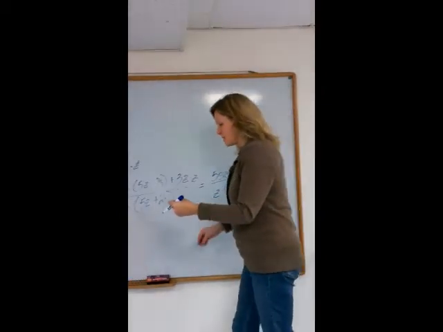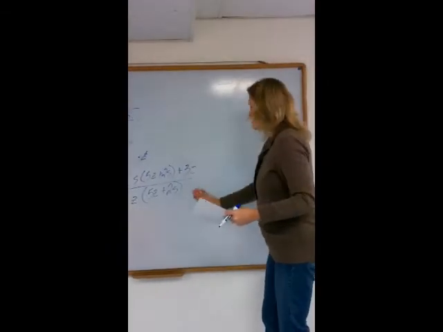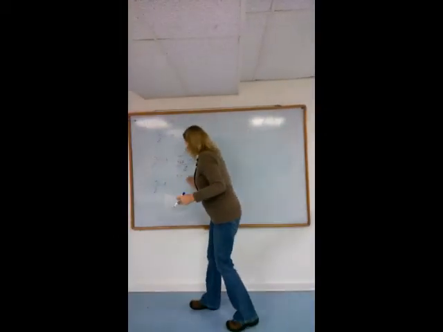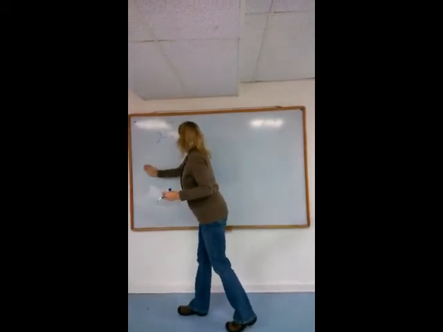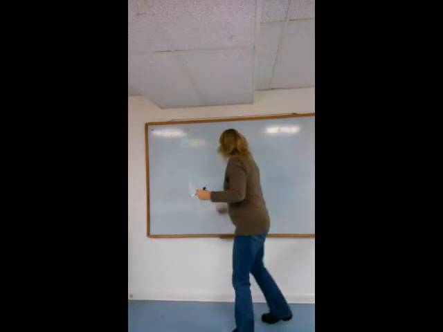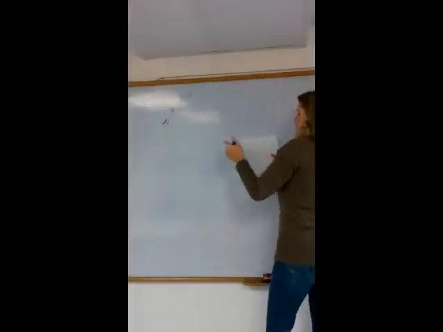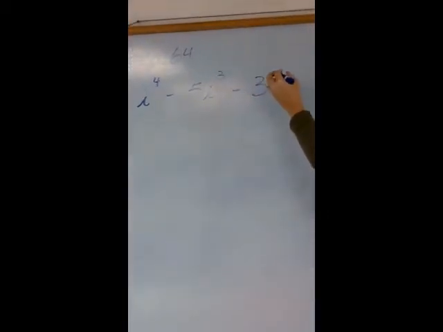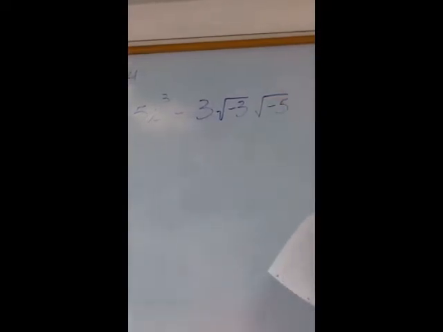All right, in this lesson, they are going to also teach you how to do some multiplying with some i's. So we'll do a couple of examples with that. So our question is i to the 4th minus 5i cubed minus 3 times the square root of negative 3 times the square root of negative 5.